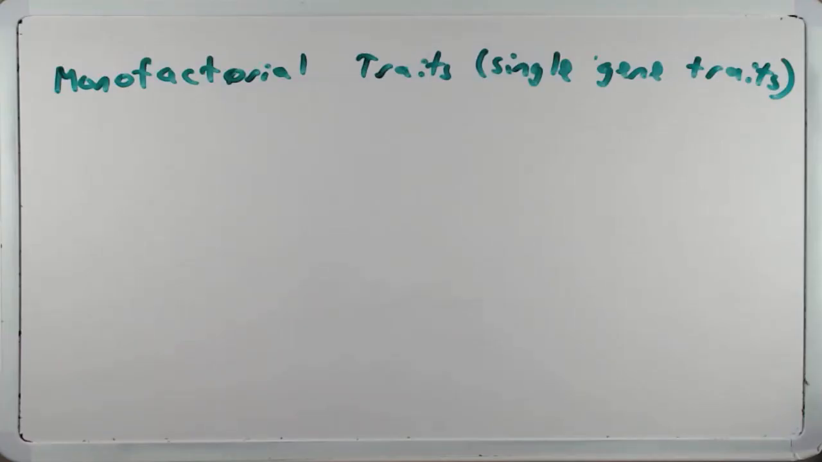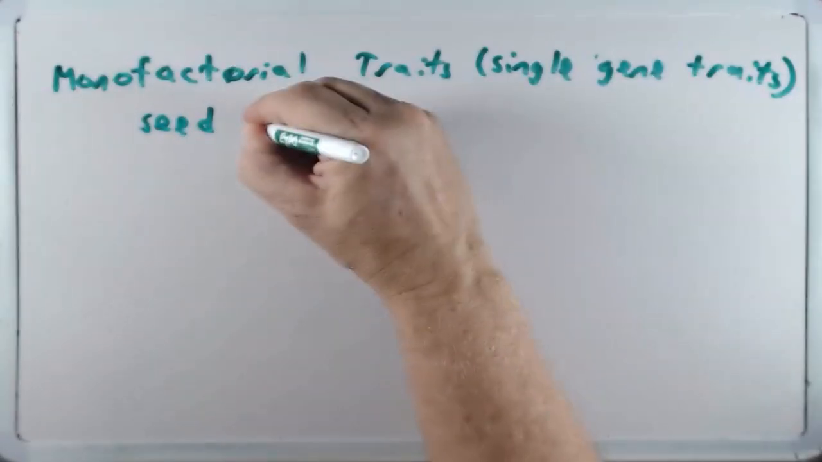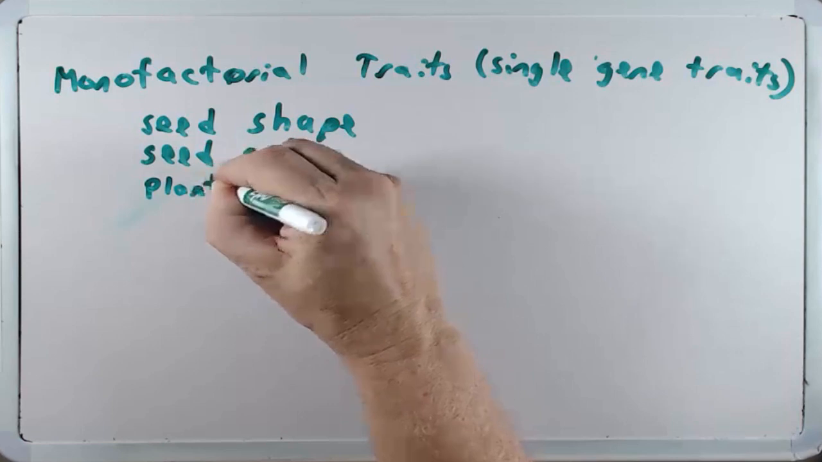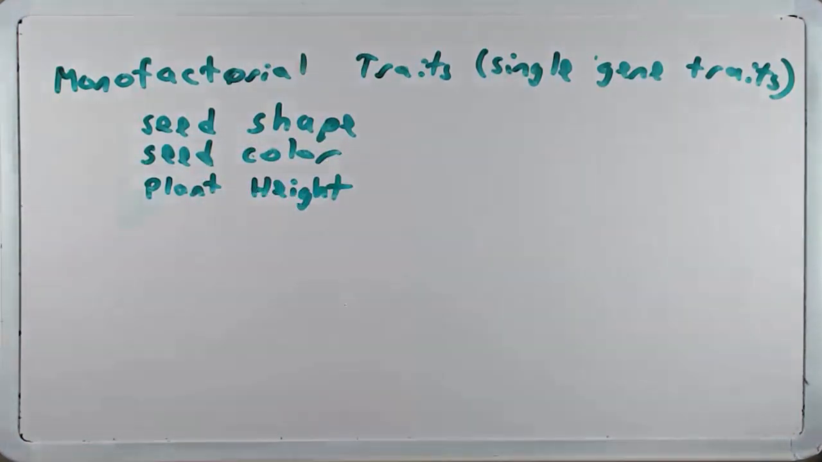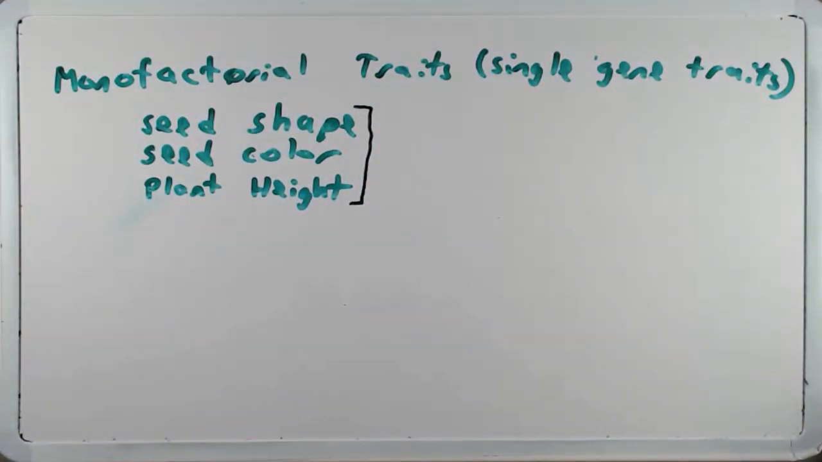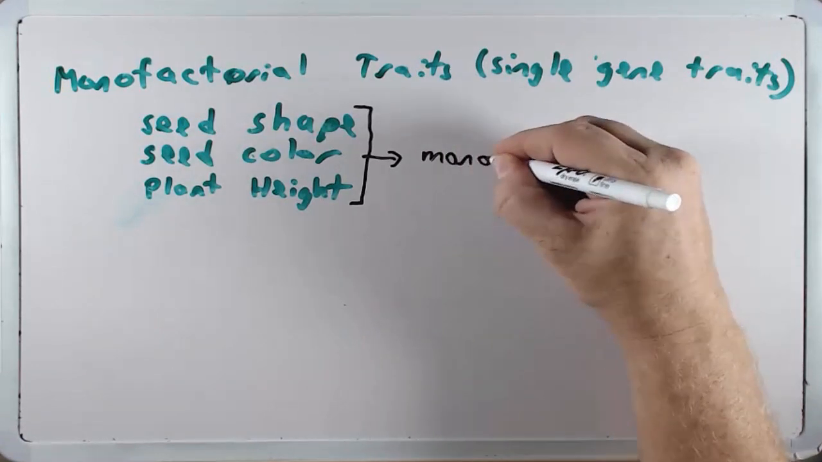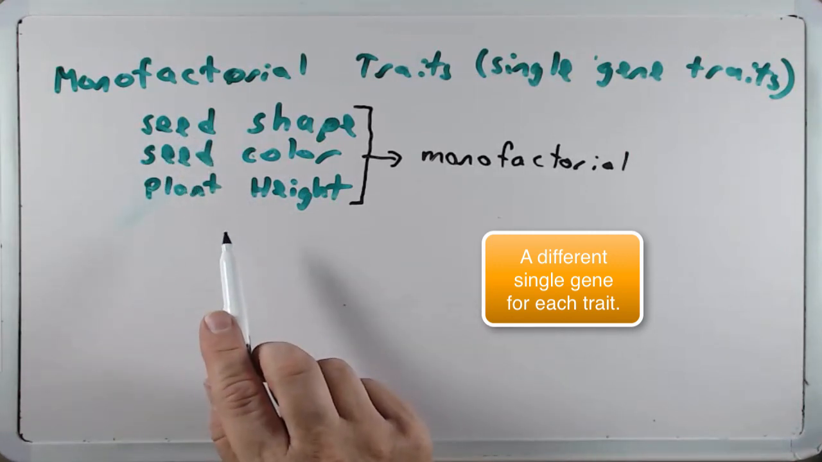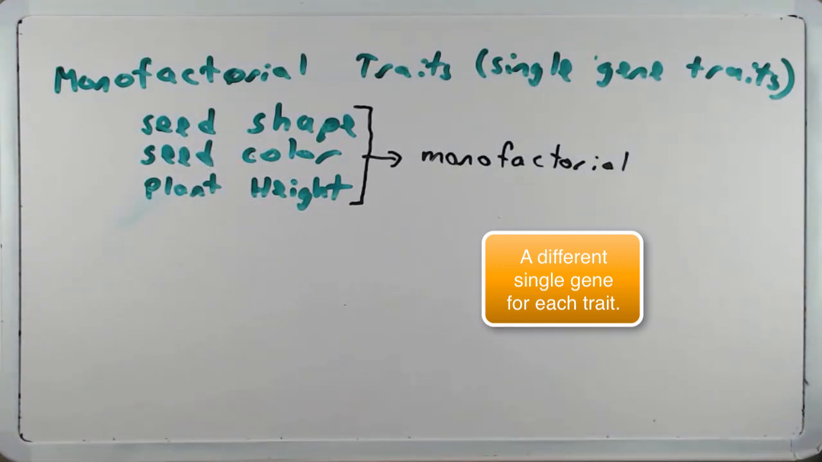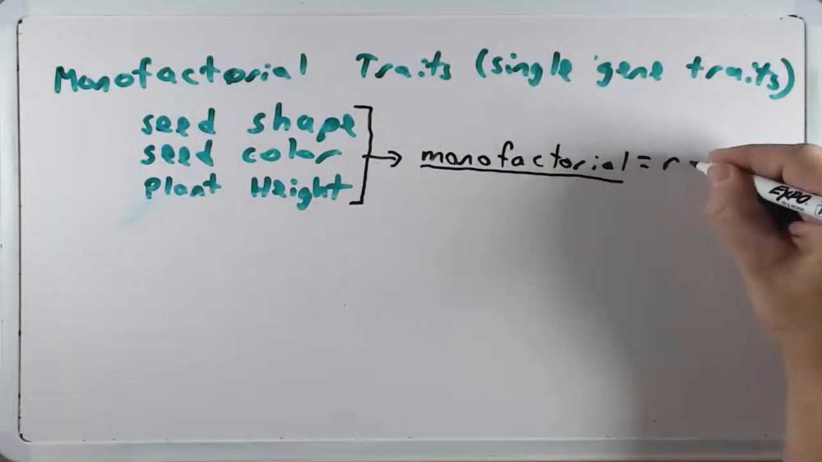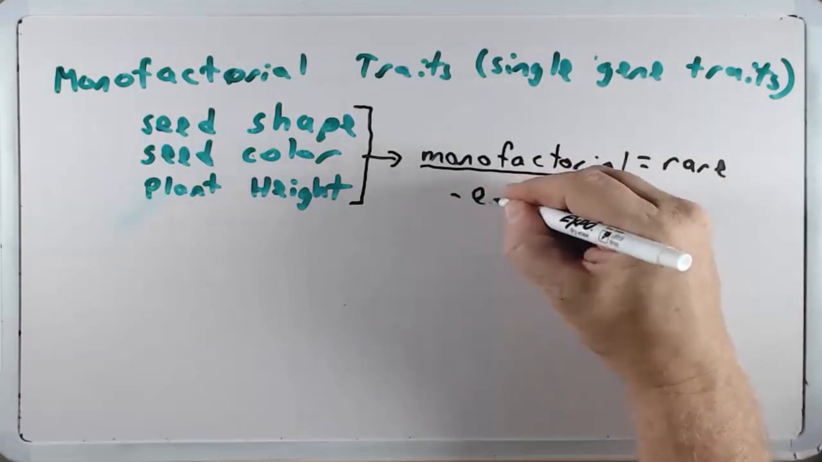Now, up to now, we've talked about Mendel's pea plants and why he chose those. And we talked about things like seed shape, seed color, plant height, and some other factors. Now, all of these factors that he followed, that he used to make his first and second laws, are monofactorial. One gene was responsible for the seed shape, the seed color, and the plant height. It turns out that traits that are caused by one gene, monofactorial ones, are rare. However, they are easier to study.